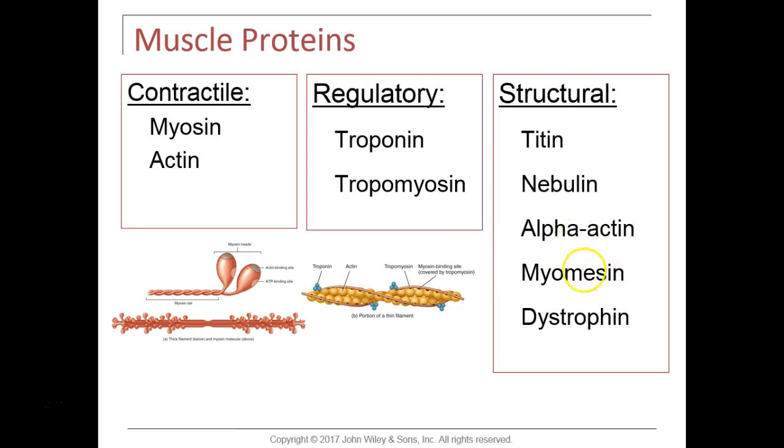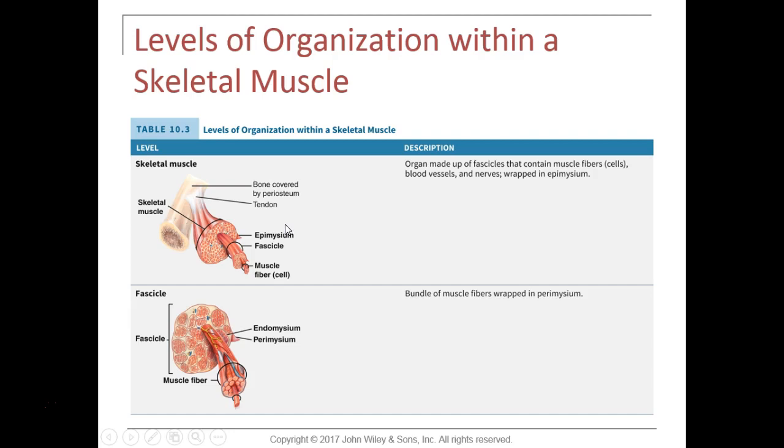I mentioned myomesin. That is the organizing protein in the very middle of the thick filament, the myosin filament, so it would be right in the middle. And then dystrophin, which anchors the myofibrils to the sarcolemma. So let's talk about our regulatory proteins a little bit.